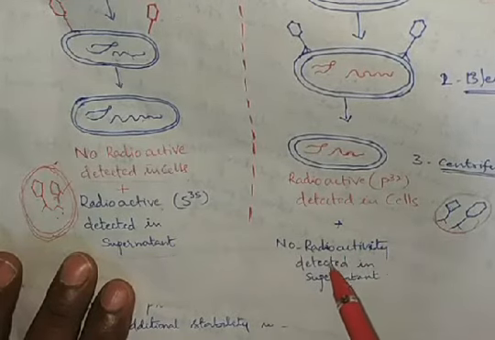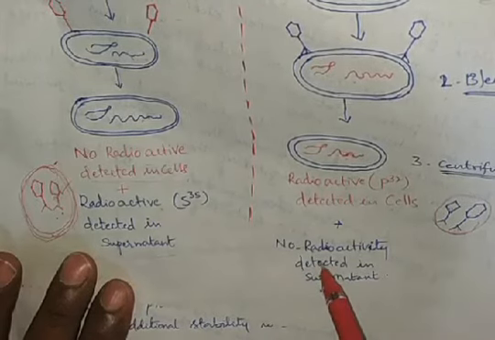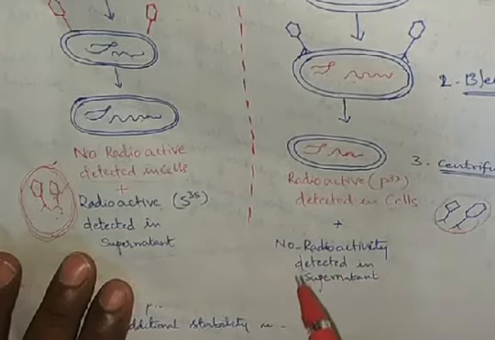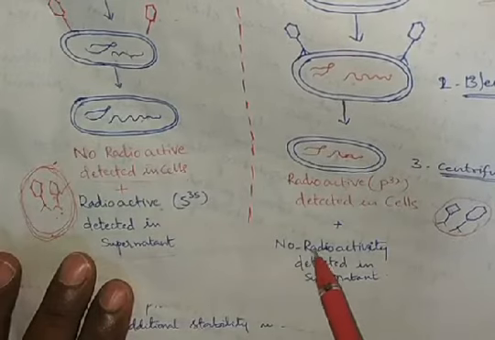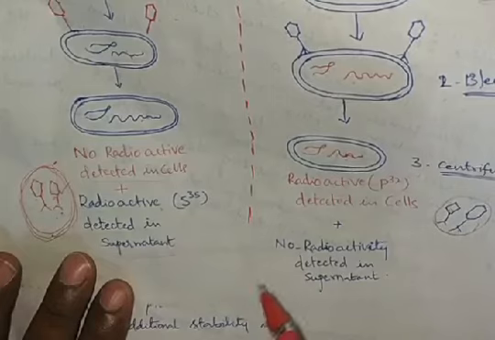And finally it was confirmed by these two scientists that it is a DNA. The DNA is a genetic material involved in the transformation of the bacterial cells. And finally it is concluded.